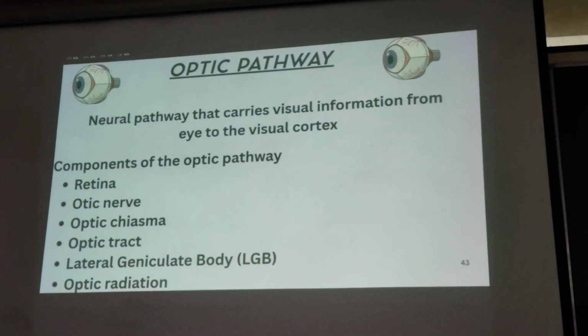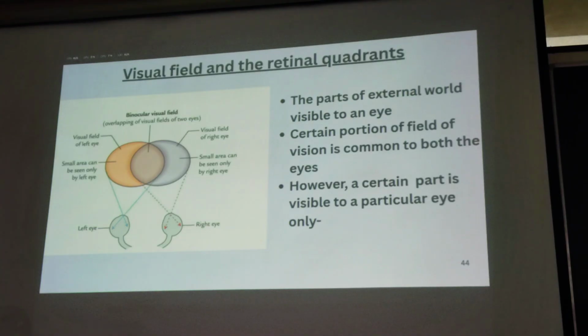The route that helps us in traveling the visual impulses that are generated at the site of the eyeball to the brain is actually the optic pathway. The various components of the optic pathway I have mentioned here, but before actually getting into the optic pathway, it is very important to understand what we actually perceive and how we perceive. That is basically, I am talking about the visual field.